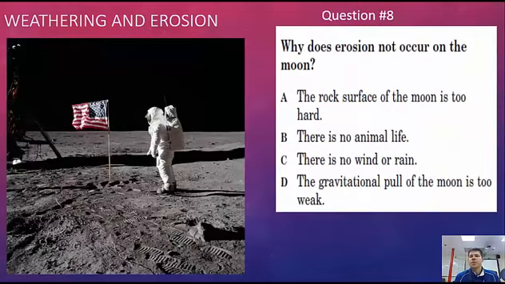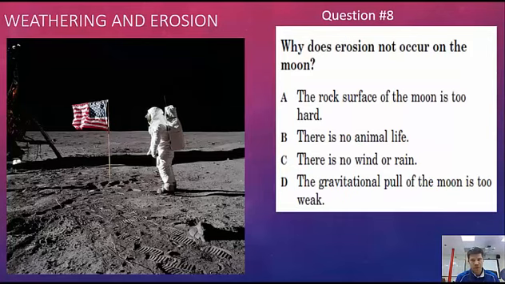So why does erosion not occur on the moon? Now, if you remember, our major causes of erosion are running water, rain, and wind, and you don't have either of those on the moon. So what's our best choice here?